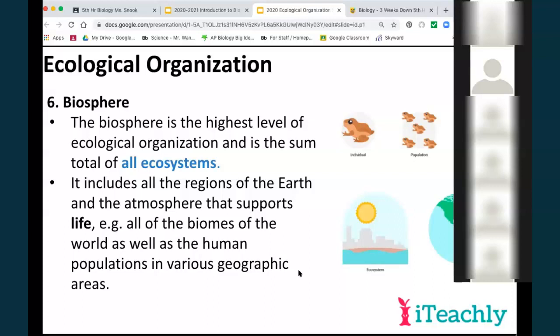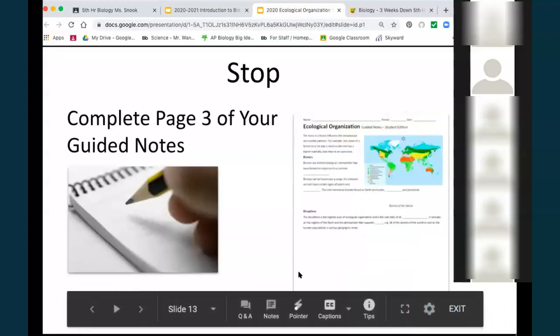And that would include the soils, right? Because we have all our bacteria and things like that live down a ways, volcanic vents, things like that. So all the biomes where you can find the human populations, for example, is the biosphere.